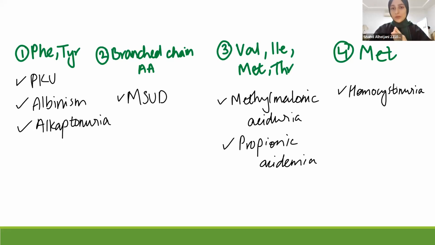Then we'll move to the pathway for valine, isoleucine, methionine, and threonine. For that, we'll be discussing two diseases: methylmalonic aciduria and propionic acidemia. Then finally, we'll be discussing the methionine pathway with homocystinuria.